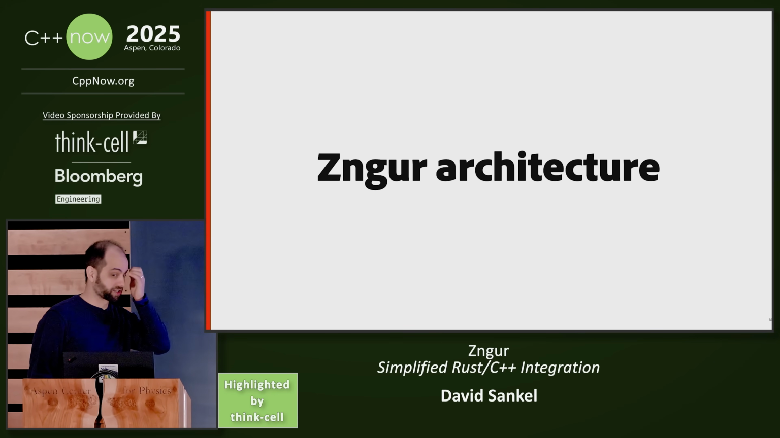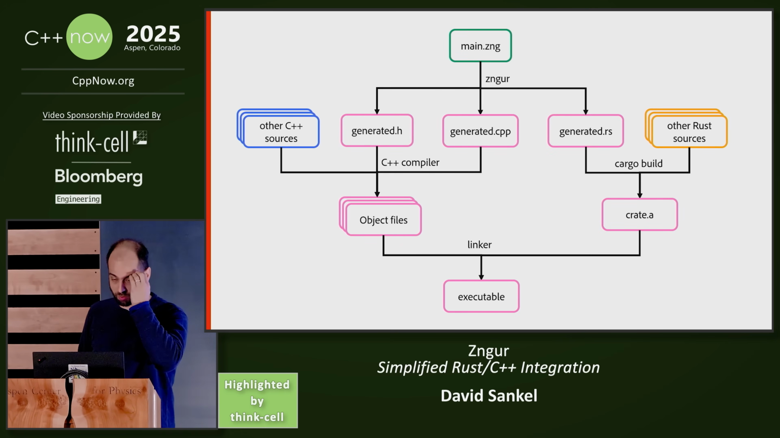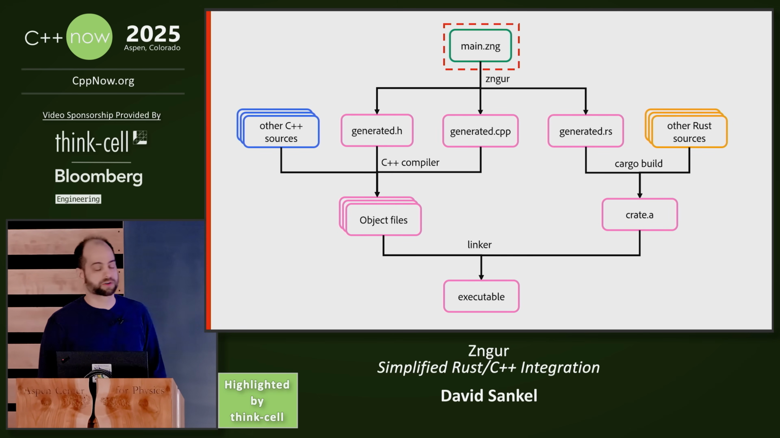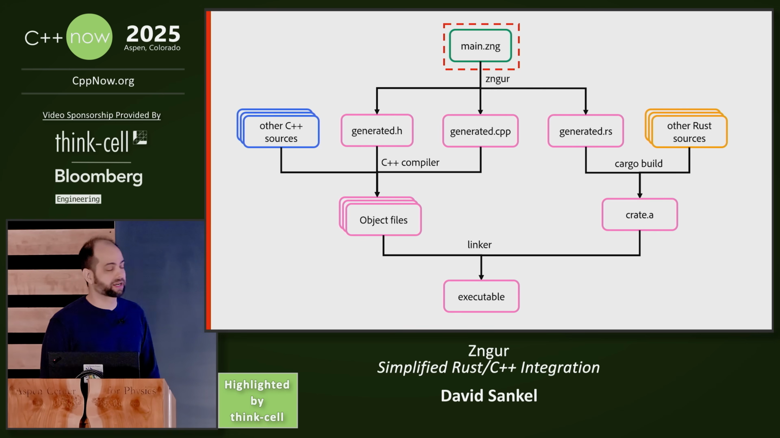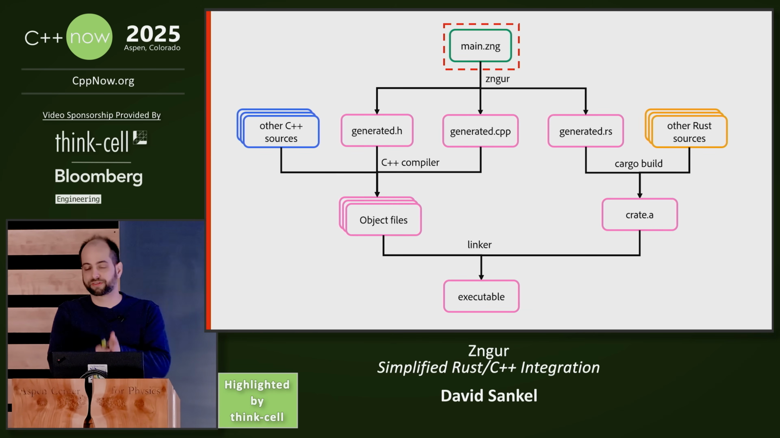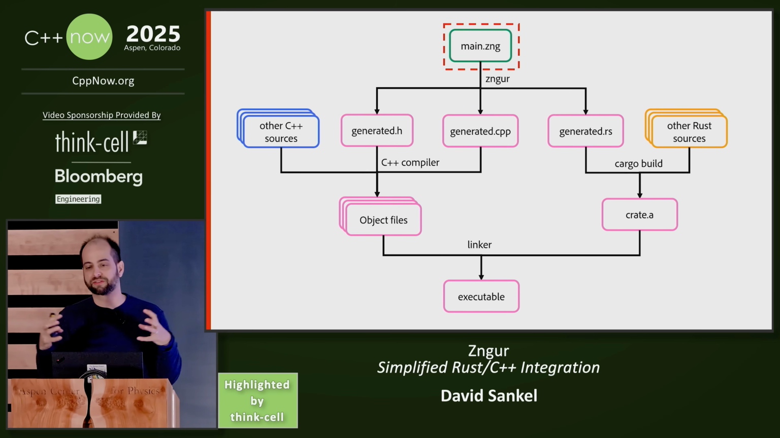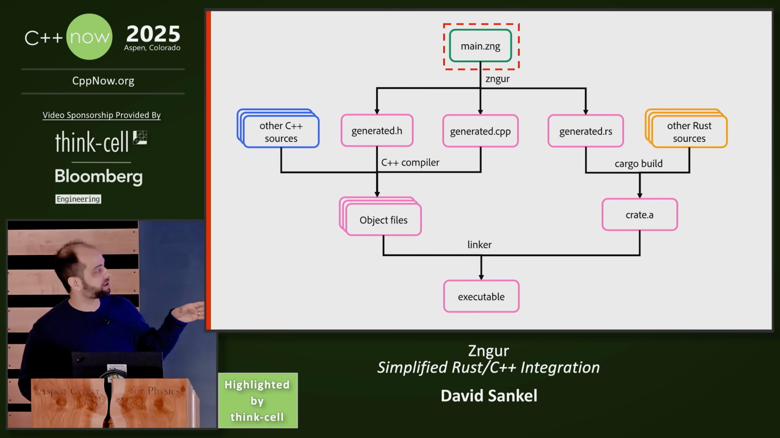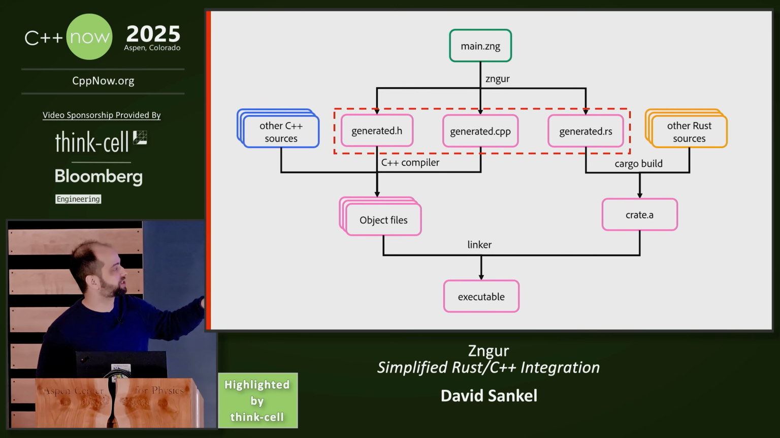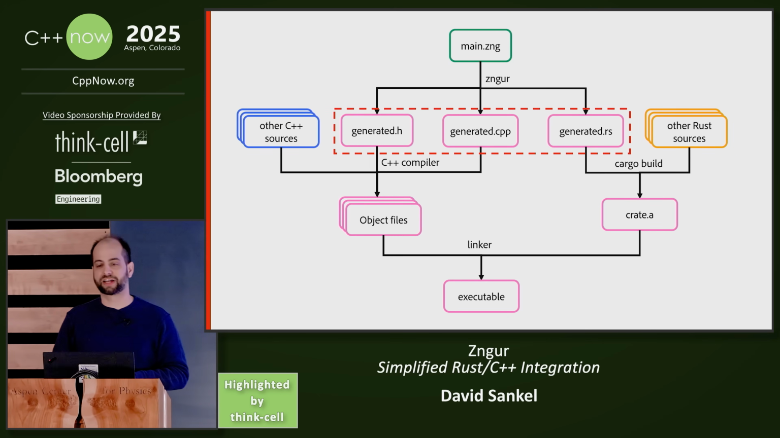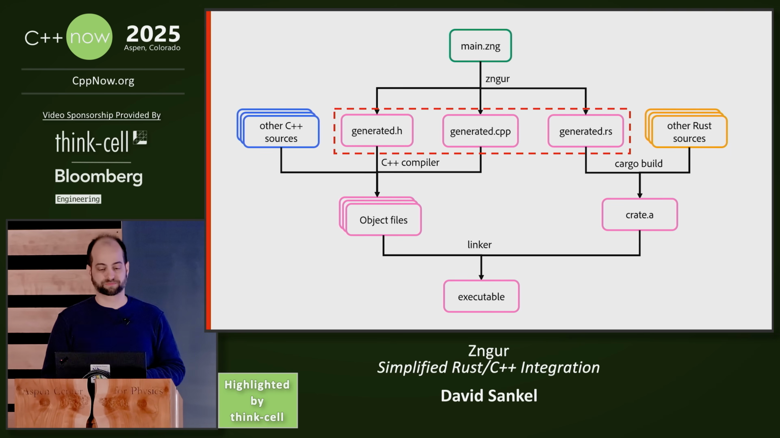Let's take a look at the Zngur architecture. How does this thing work? So these are all files on your system here. The first thing to note is that at the top is this main.zng file. Okay, this is the Zngur file. This is defining all the stuff that's on the boundary layer between C++ and Rust. And this is a completely self-contained file. You take this file, you use this executable called Zngur, and it generates 3 files from it. Generated.h, generated.cpp, and generated.rs. Okay?